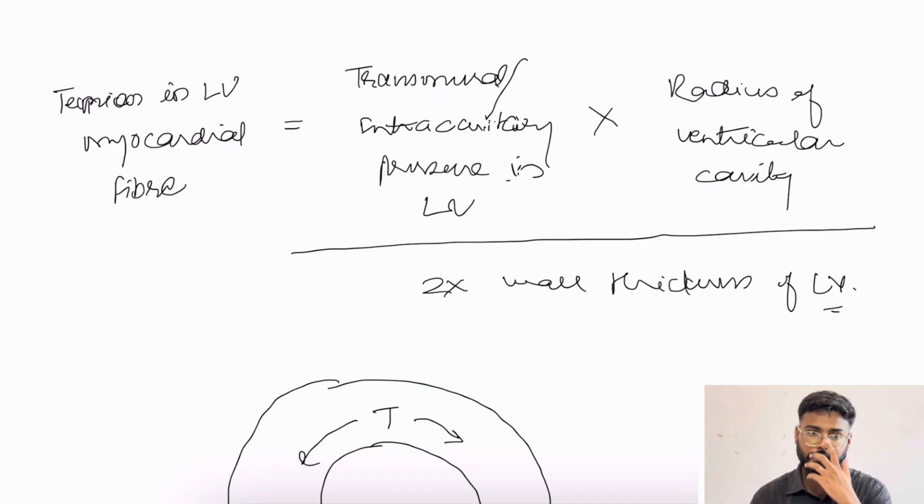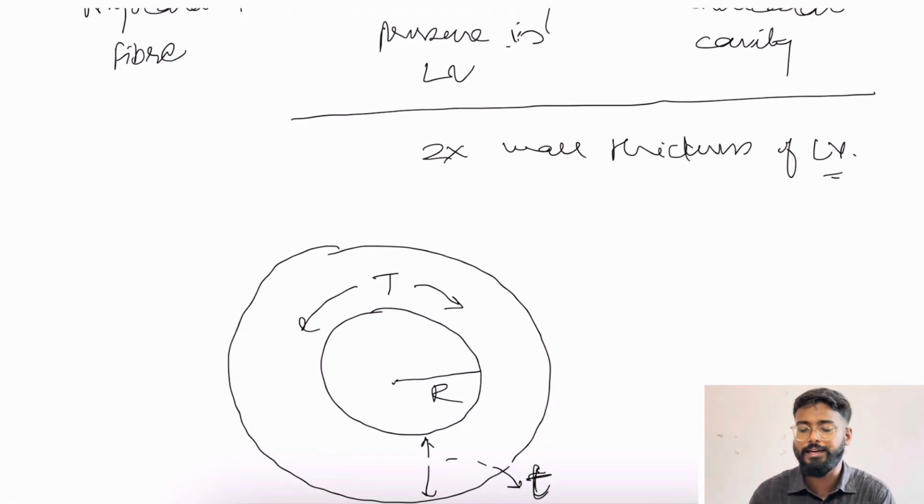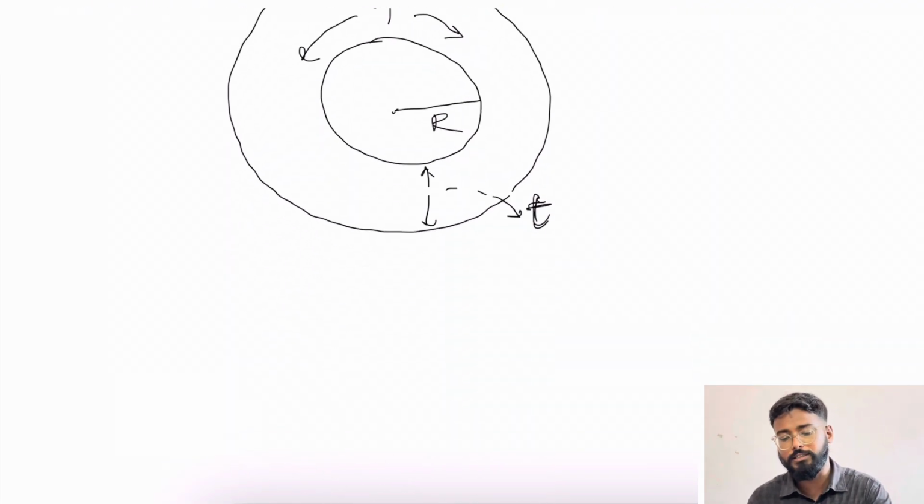But in some cases, such as when the patient is on positive pressure ventilation, the intrathoracic pressure is much more, so we cannot neglect it. But for now, in normal physiological conditions, we can neglect this intrathoracic pressure.